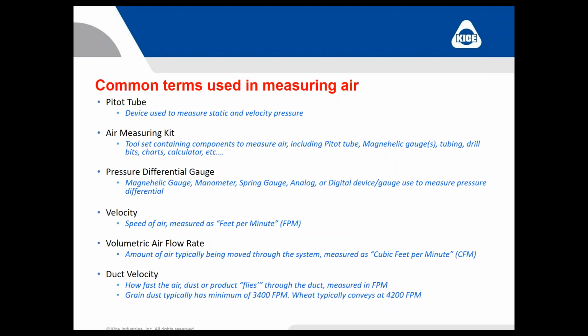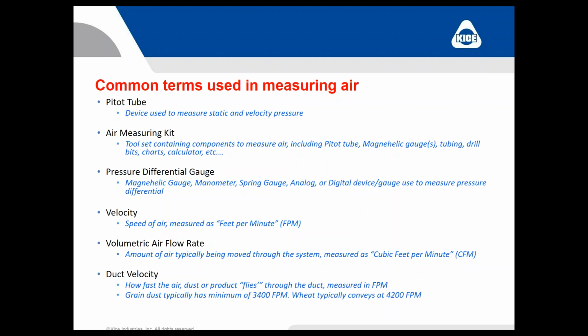Duct velocity. That's inside that tube, whether it's a 3-inch tube, a 16-inch tube, or a 24-inch tube. It's how fast air and dust and product is flying through the duct. It's typically measured in feet per minute. From what I've learned from the Kices over the years, grain dust typically flies at about 3,400 feet per minute. Lighter dust might be as low as 2,800. We tend to think of grain dust when we design systems around 3,600 to 3,800. Kind of gives us a little wiggle room.